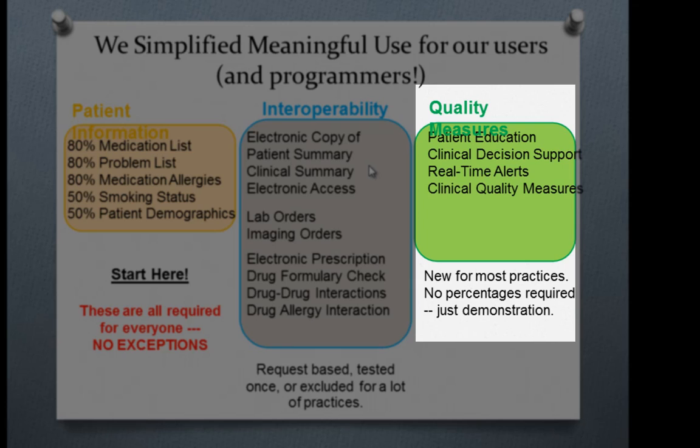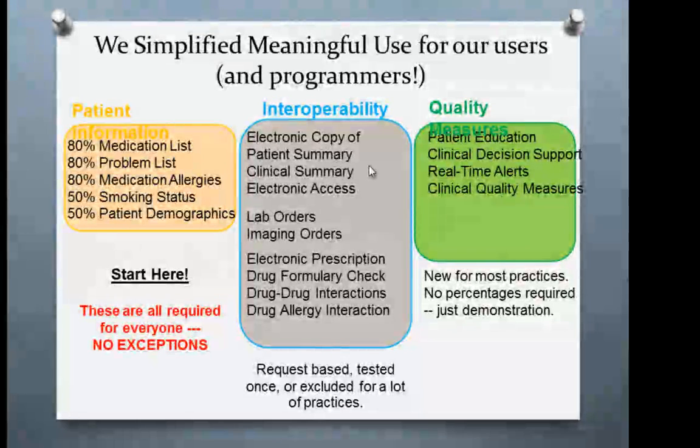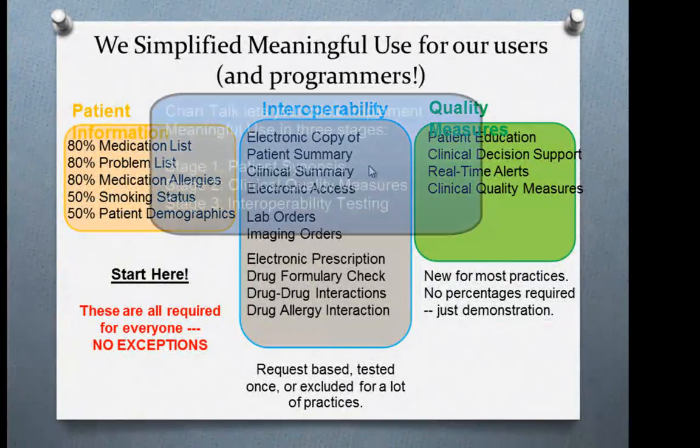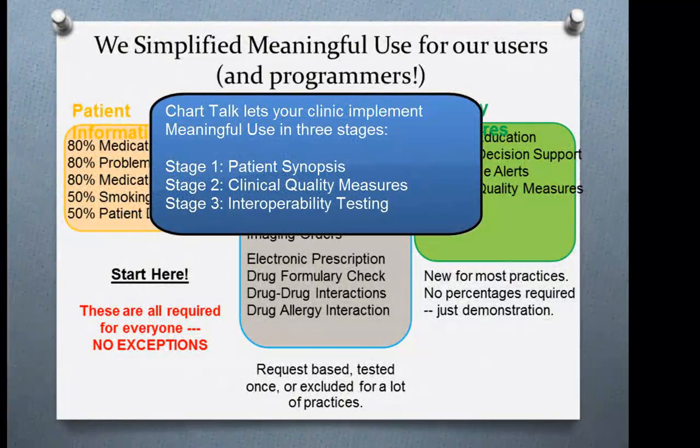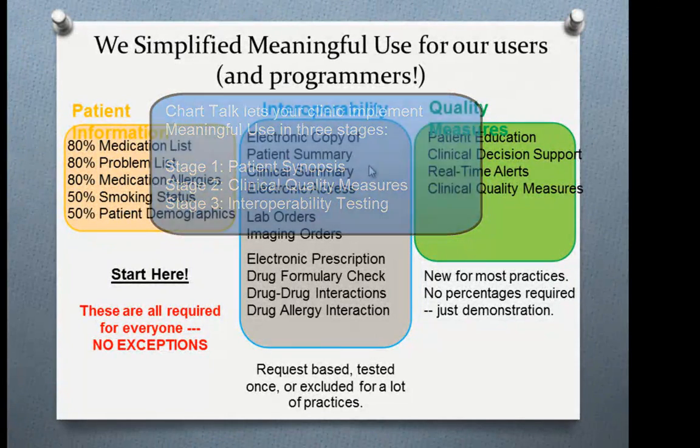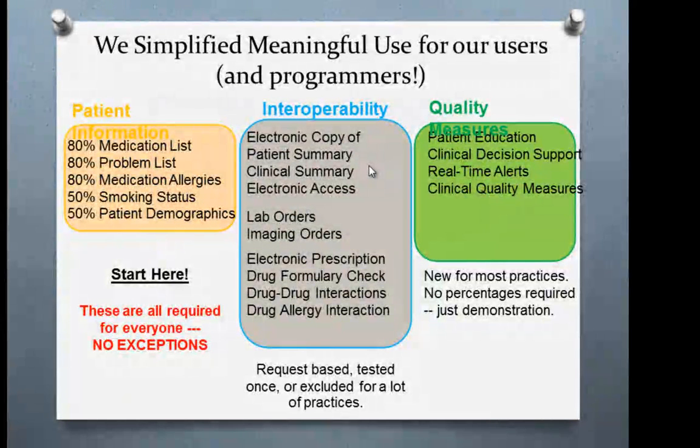And that is a new procedure for a lot of doctors out there, which includes patient education, clinical decision support, real-time alerts, and then the clinical quality measures. So we broke these into phase 1, 2, and 3 of meaningful use. Patient information is phase 1, quality measures is phase 2, and then your interoperability checks and security audits we deem into phase 3 of meaningful use.